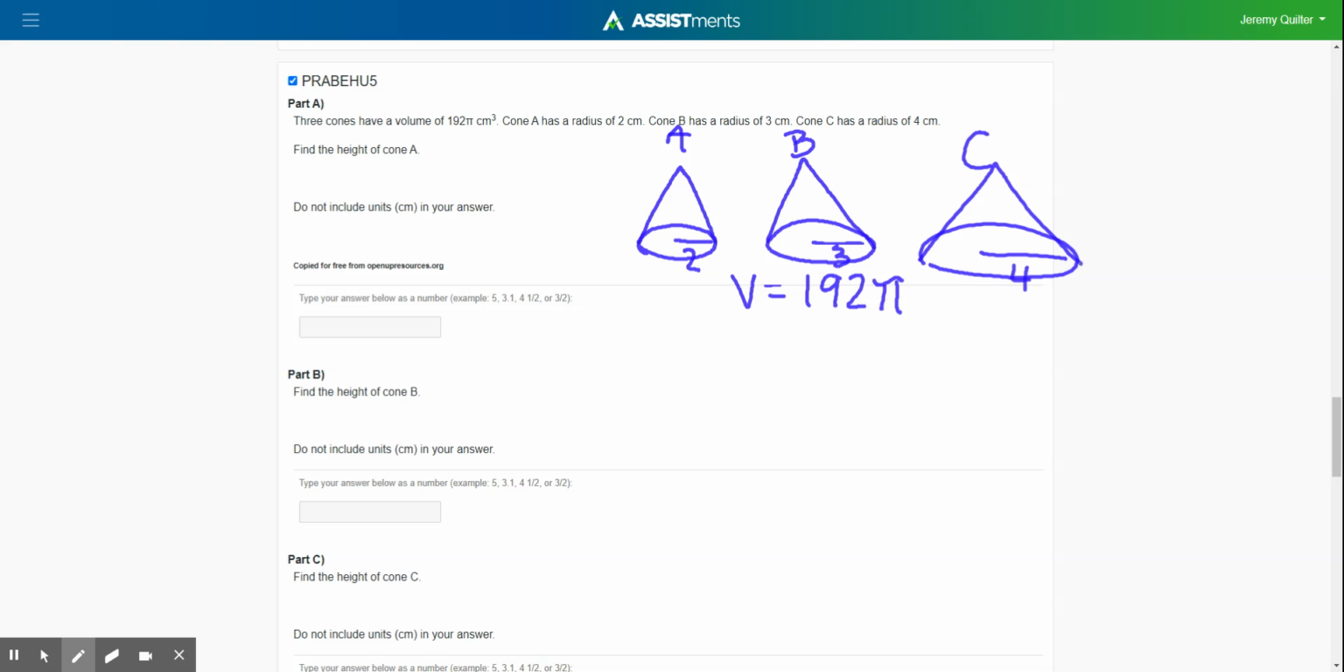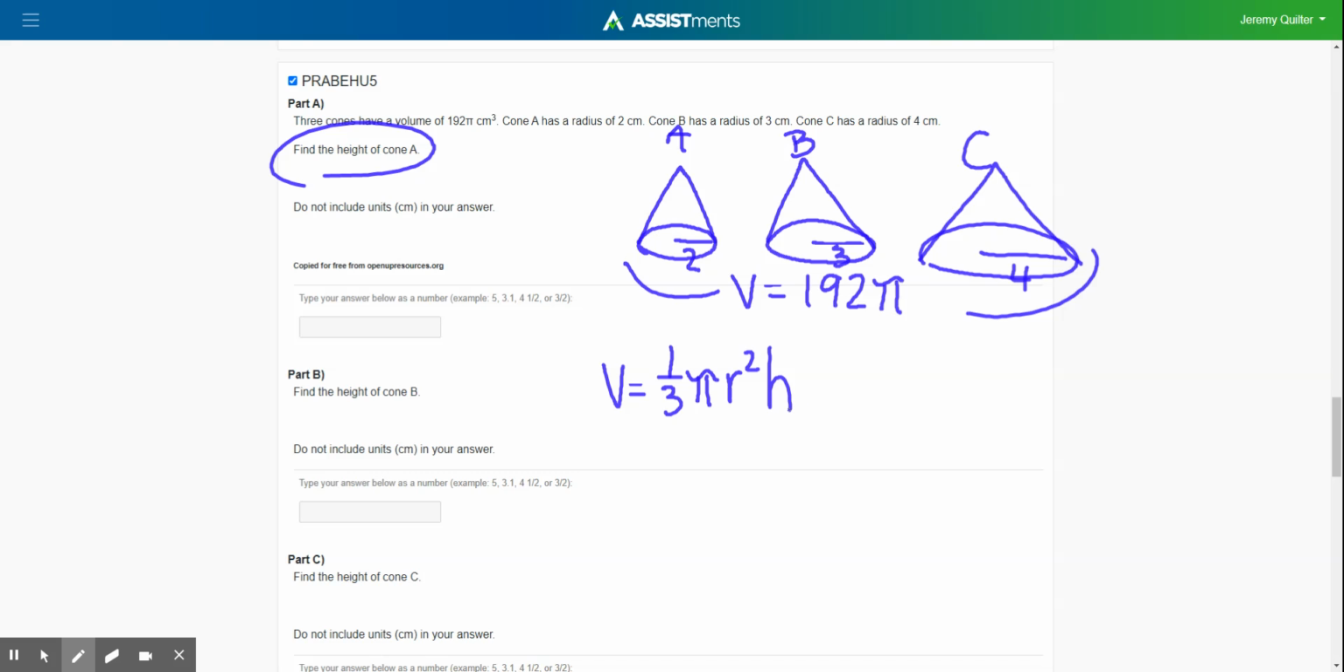Okay, keep in mind they all have the exact same volume. So what does that mean? Well, that means that the height is also changing because the radius is also changing. So when we go to find these, like when we find cone A, remember the volume for a cone is equal to 1/3 the volume of a cylinder. So pi times the radius squared as the base times the height.